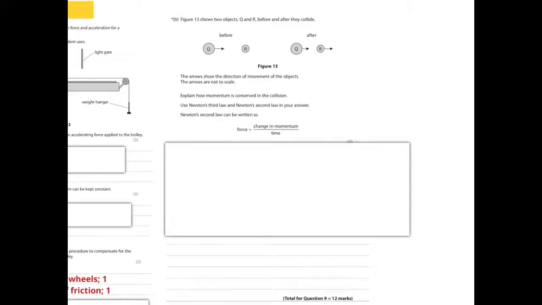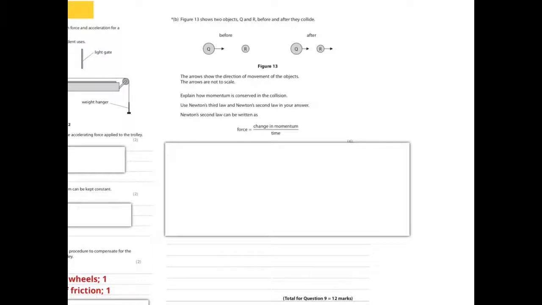forces. Figure 13 shows two objects Q and R before and after they collide. So this is about momentum and changes in momentum. The arrow shows the direction of movement of the objects. The arrows are not to scale. Explain how momentum is conserved in the collision.